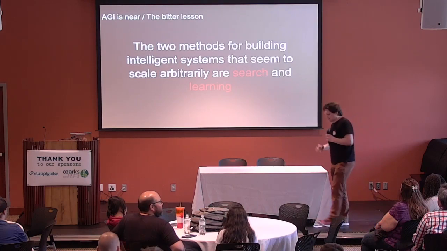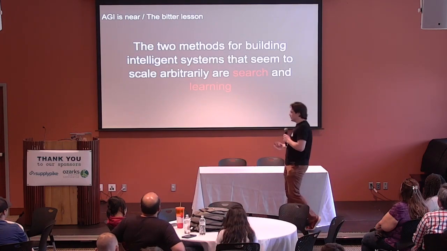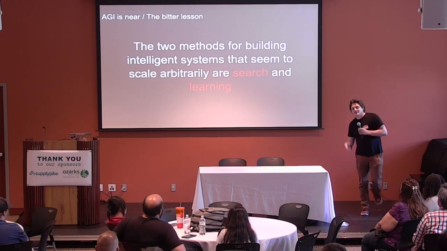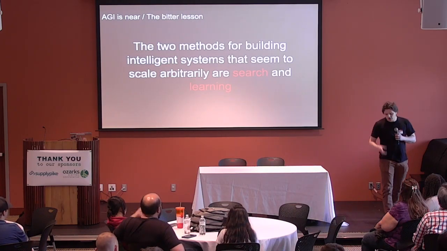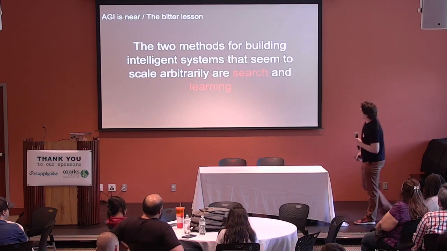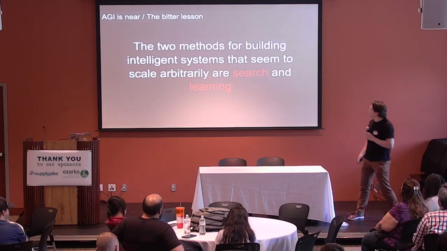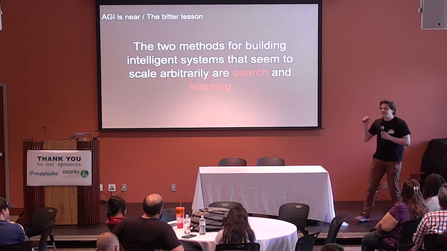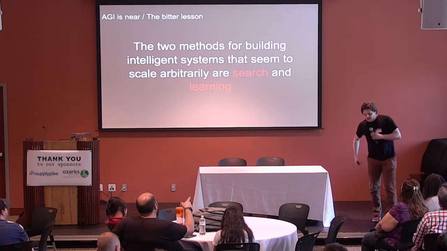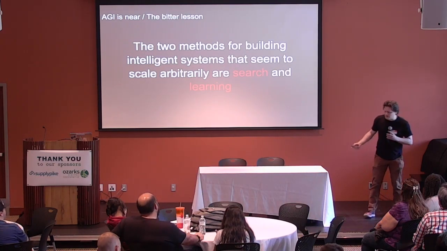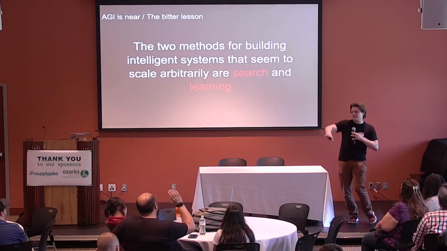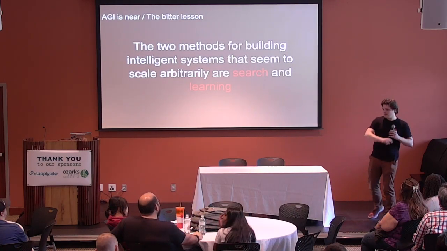So another reason I think AGI is possible, and probably going to be here soon, is there's this concept called the bitter lesson by Rich Sutton. He's a famous RL researcher. And what he said is that the two methods that historically have been shown for building intelligent systems that seem to scale arbitrarily are search and learning. What does this mean? So historically, we've seen a lot of people in AI trying to put human cognition into the system.